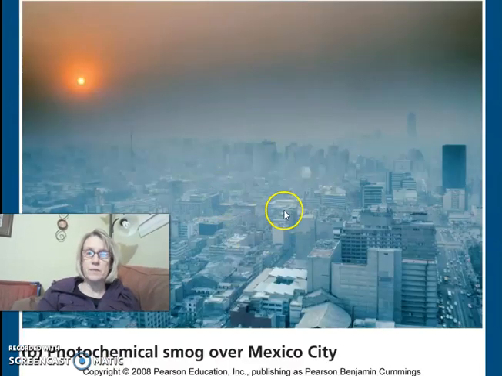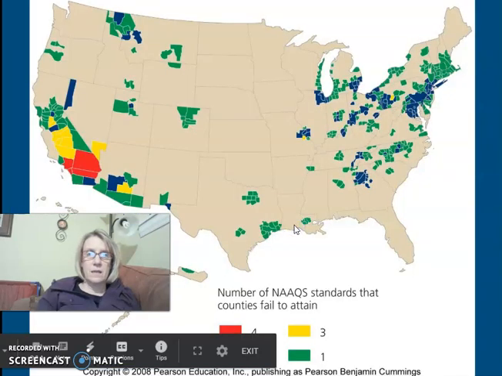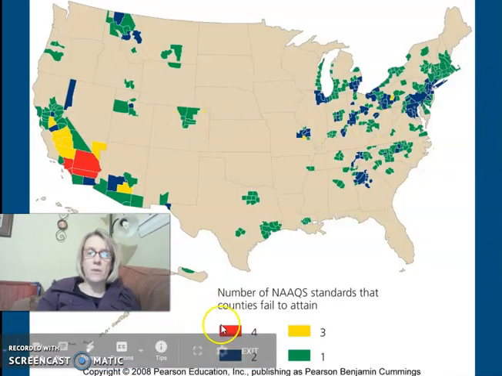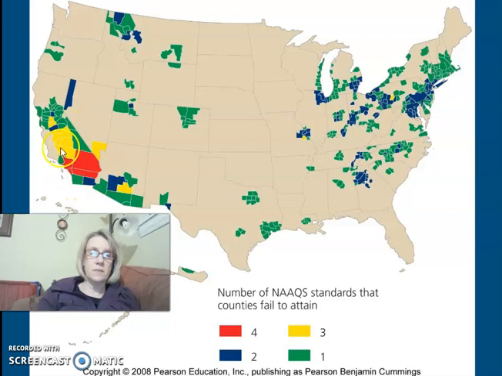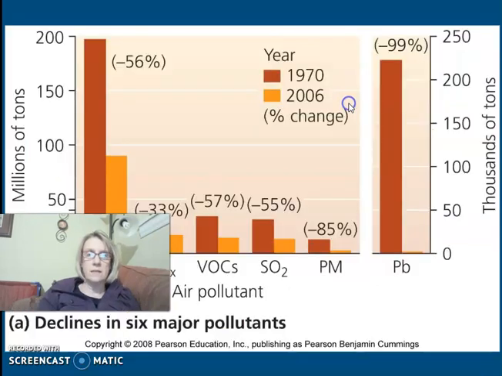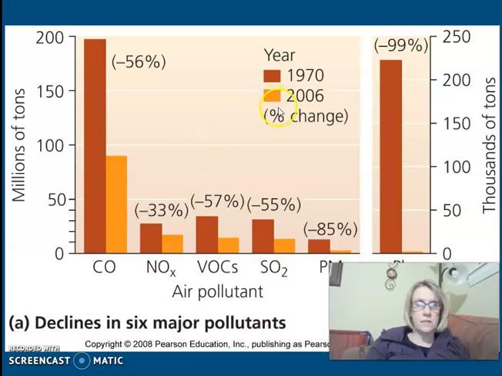All right, here's photochemical smog over Mexico City. All right, and this is just taken from today's air quality index, which was good. Ozone is our primary pollutant at the moment, but nothing too bad is going on. All right. And this is just showing areas of the country where we're failing to attain the standards. Notice here, Southern California. So we talked about LA, urban area, lots of cars, right? That's going to be a problem. And these areas are more industrial if you think about it. So East Coast, Midwest.